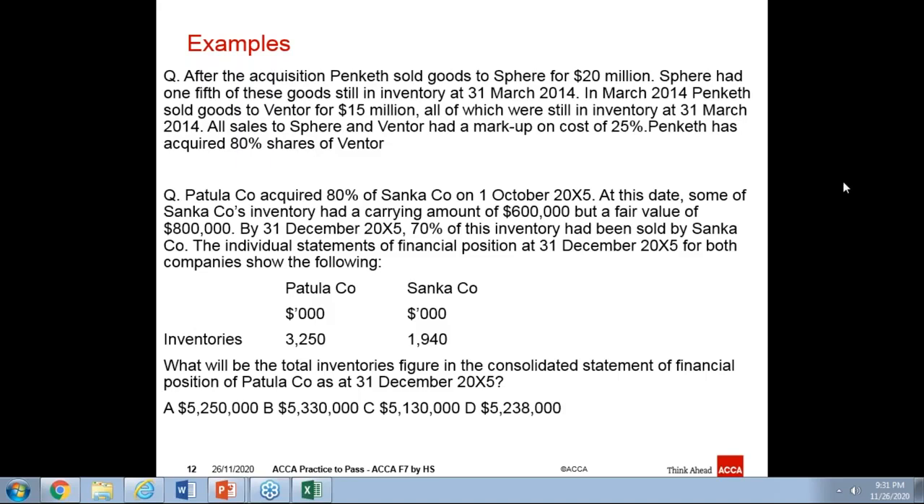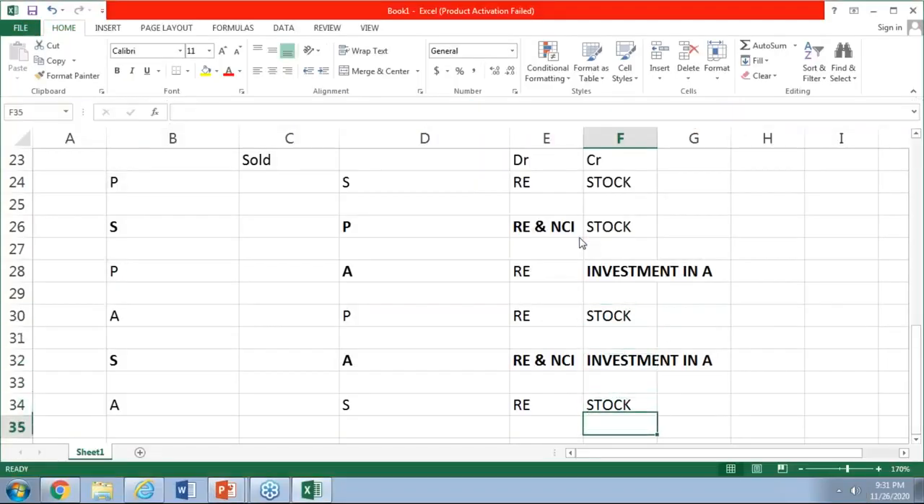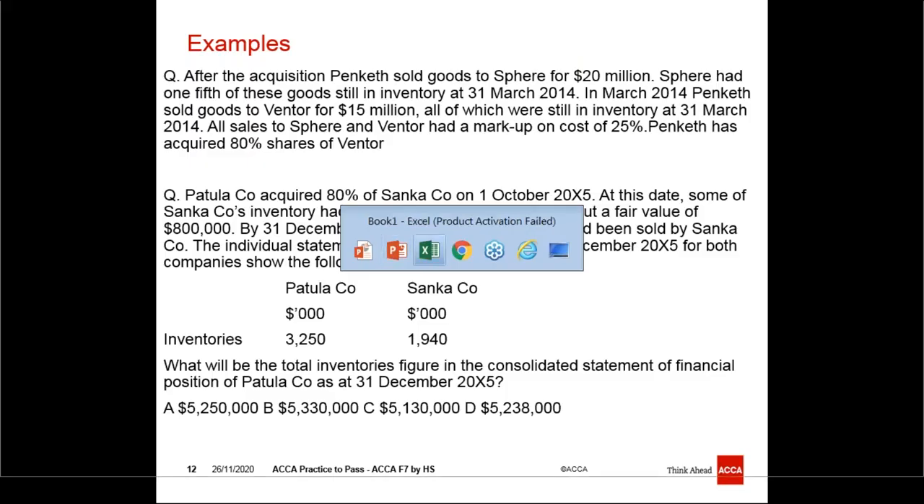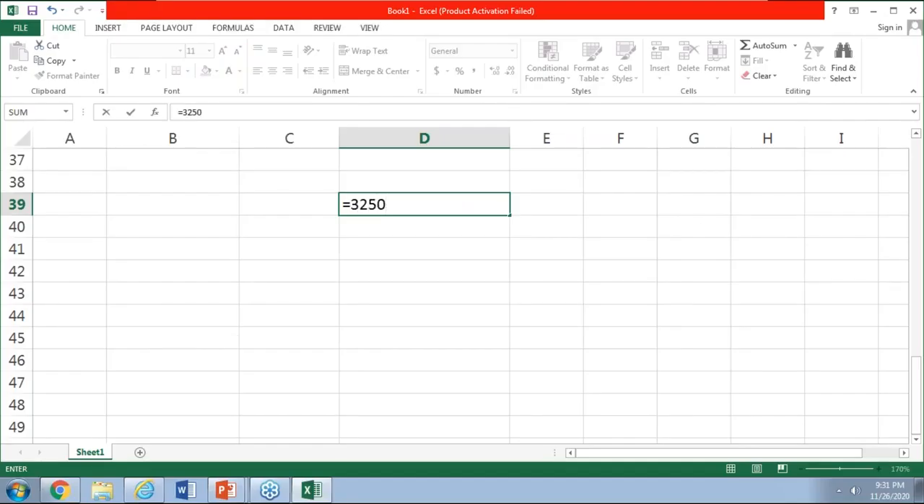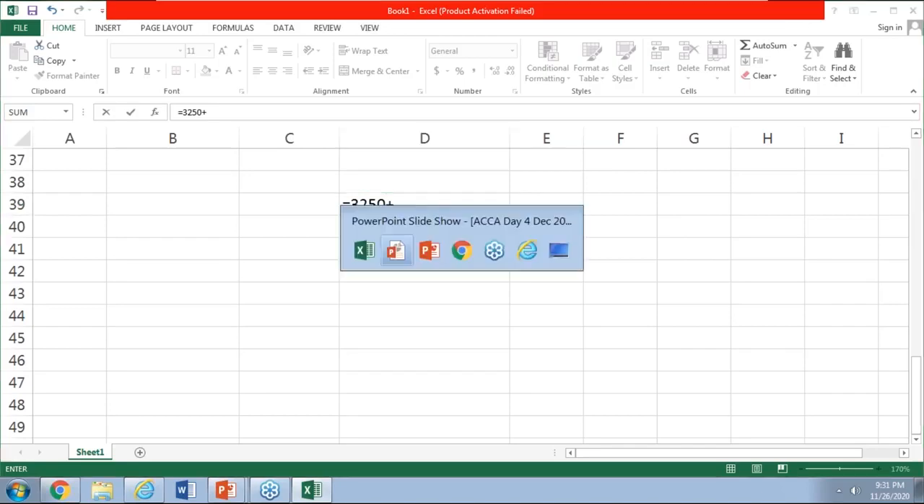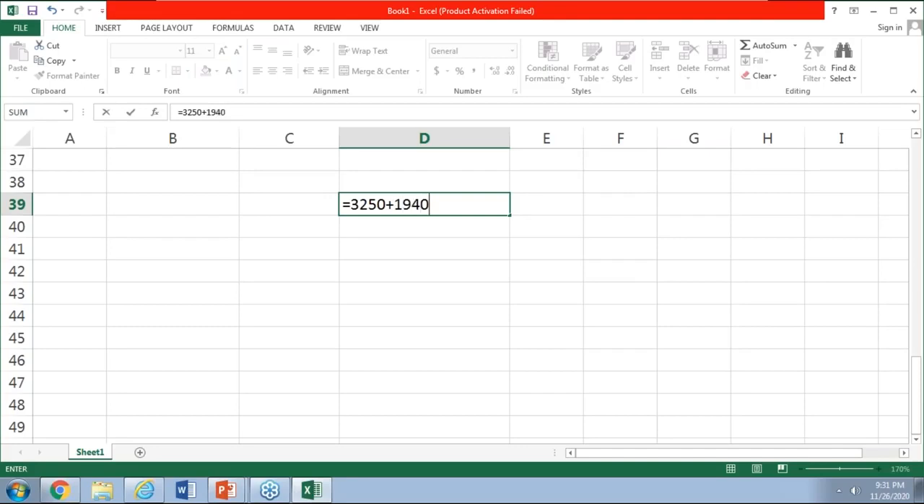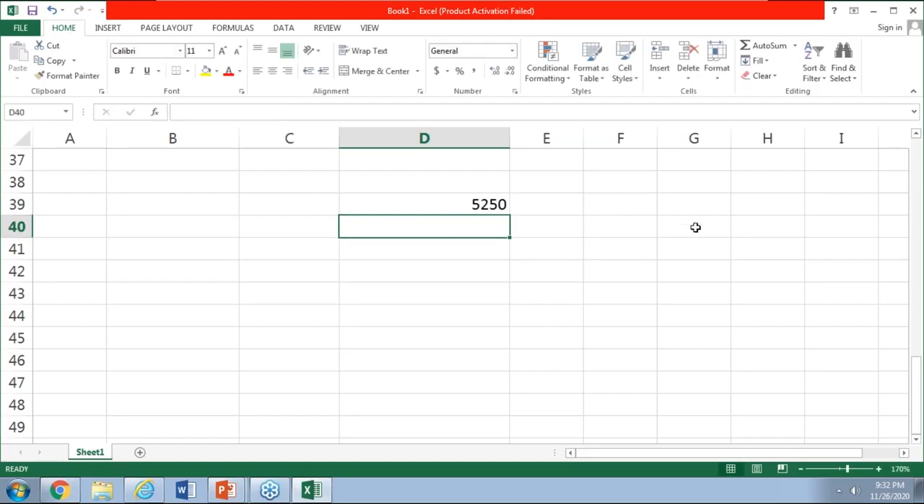So the right answer will be A. So the right answer for this question is A. So how have we solved this question? The parent company's inventory has a value of 3250, plus the subsidiary company has a value of 1940, plus there is a fair valuation adjustment of 2 lakh, out of which only 30% is still in the warehouse because the rest of the inventory is sold. So the right answer will be 5250.